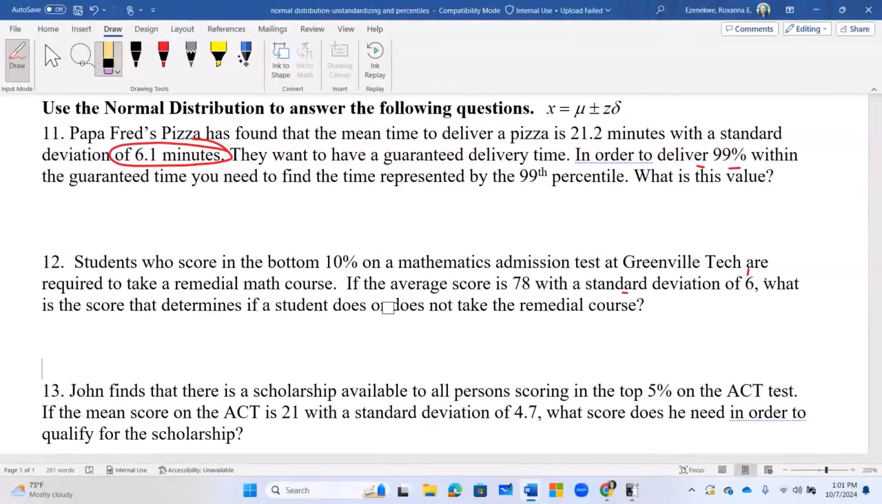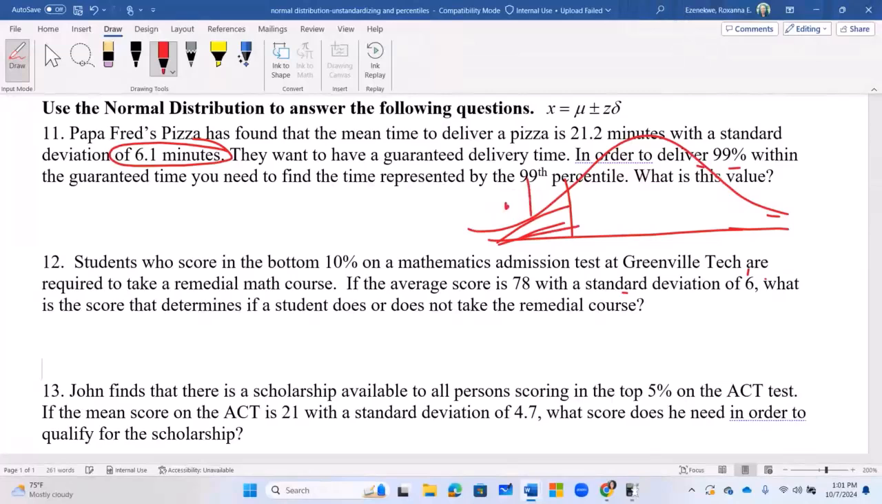So let's draw a diagram. So I'm going to draw a diagram and show the bottom 10%. This is the bottom 10%, and that is 0.1. So this area to the left is 0.1. I'm looking for the Z, or the raw score corresponding to this. And I am given that the mean is 78, and the standard deviation is 6. So I am looking for this value. The value cannot be negative because it's raw data.